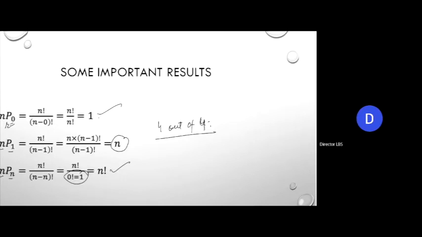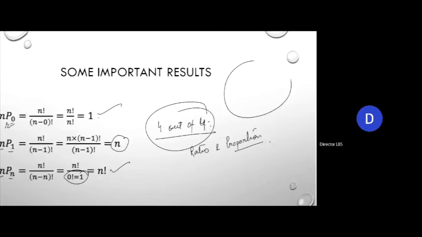Now I'm raising a question. What is the difference between ratio and proportion? Look, I have written on the slide 4 out of 4. So this is the problem of proportion. This is proportion. This is ratio, when you compare two things. So this could be an entire class. I'm giving you one of the simplest examples.